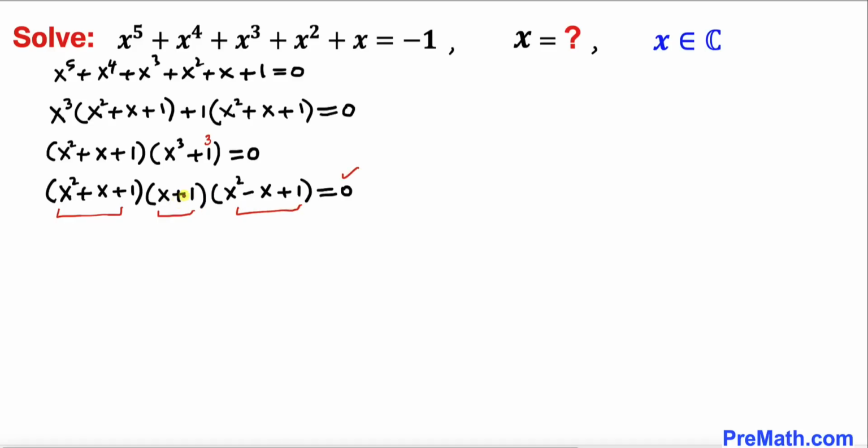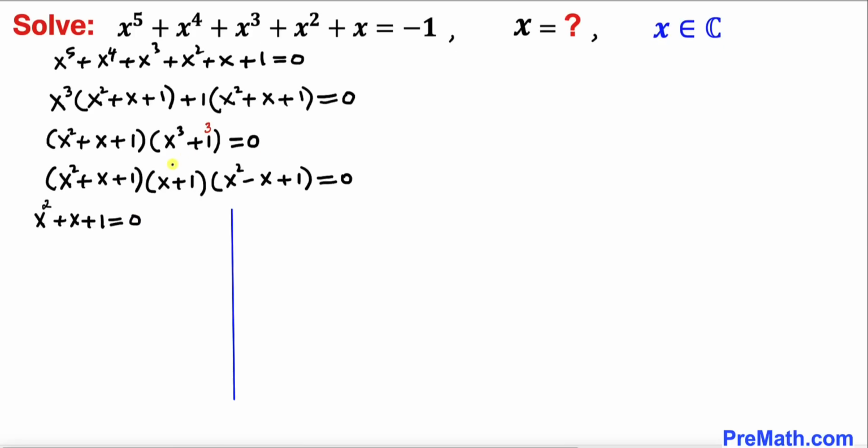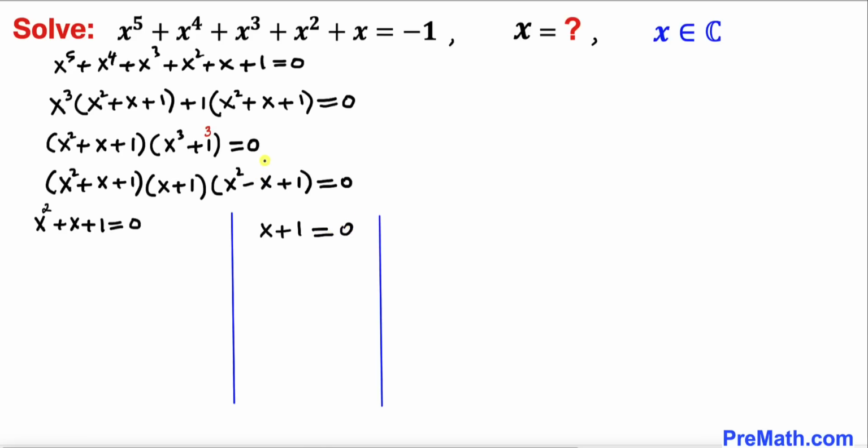Now we can see we got these 3 factors equal to 0, so we can separate them. I can write the first one, x^2 + x + 1 = 0. Likewise I set x + 1 = 0. And finally we set x^2 - x + 1 = 0 as well.